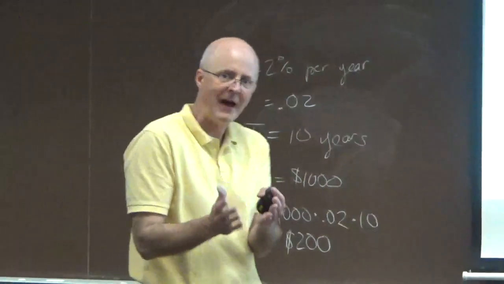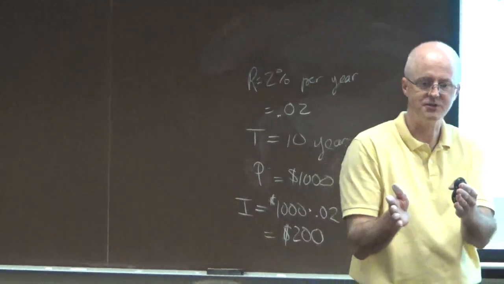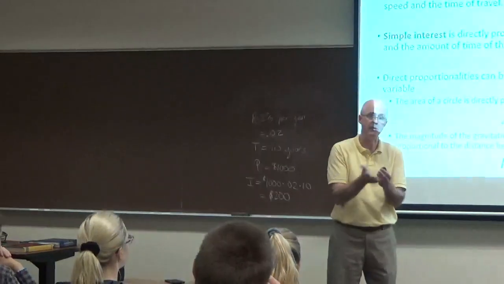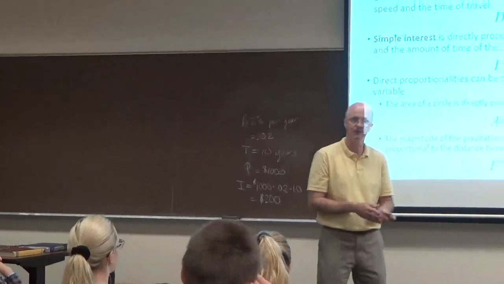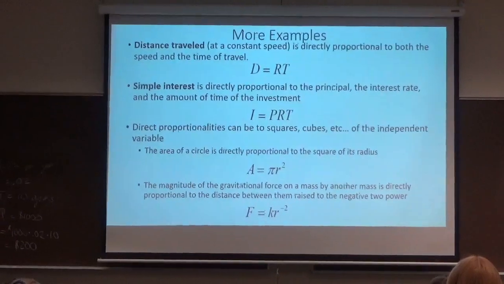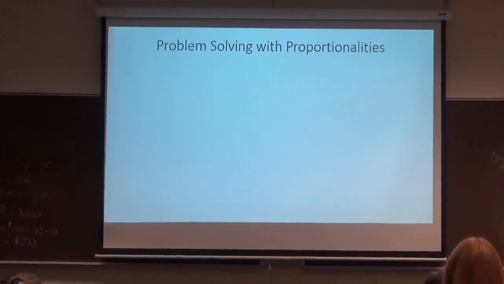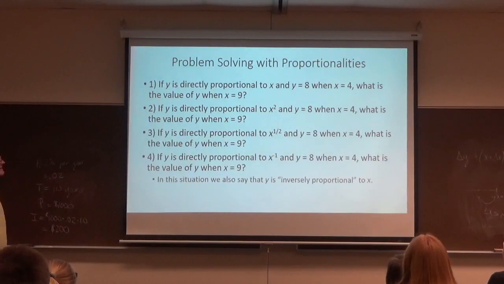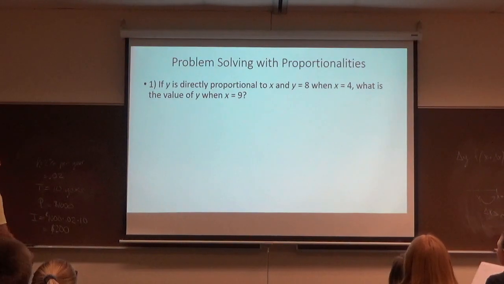Again, for bank accounts, you only earn simple interest during each interest earning period, which in the US here at least is every quarter, every 3 months. And then you have to use compound interest beyond that. I've got a bunch of problem solving things with direct proportionalities. I think we can do these really quick, so let's go ahead and do these.